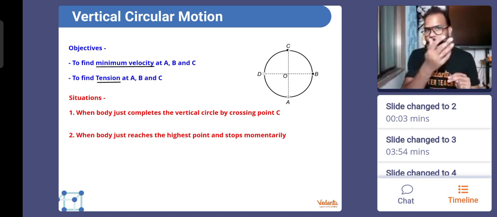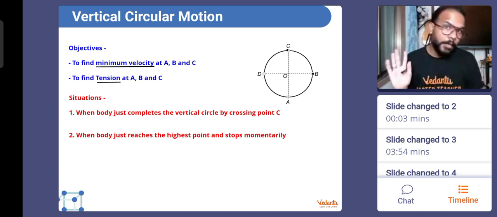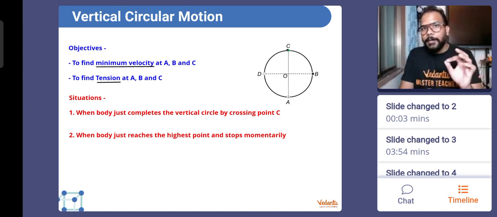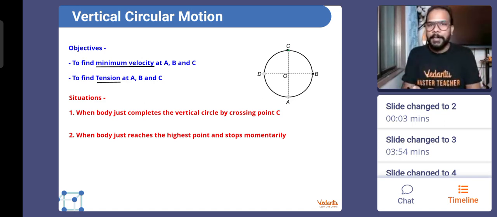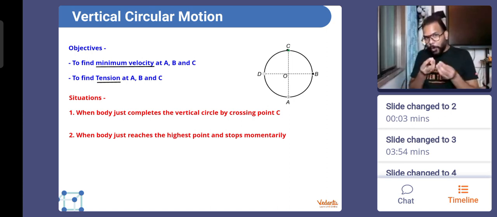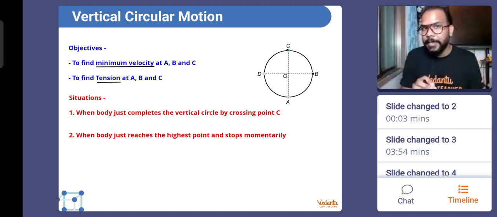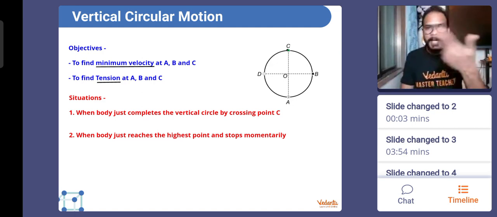When will I be finding these? The situations. Situation number 1, try to understand it, very important. Situation number 1 says, when the body just completes the vertical circle by crossing point C. That means when the body reaches point C, it just crosses that point C. That means it is the minimum velocity that you require at point A with which you should shoot the body up, so that the body is not only just able to reach C, it is also able to cross it. That means at C, the body must have some velocity which takes it just past point C. I'll speak about that condition in some time.